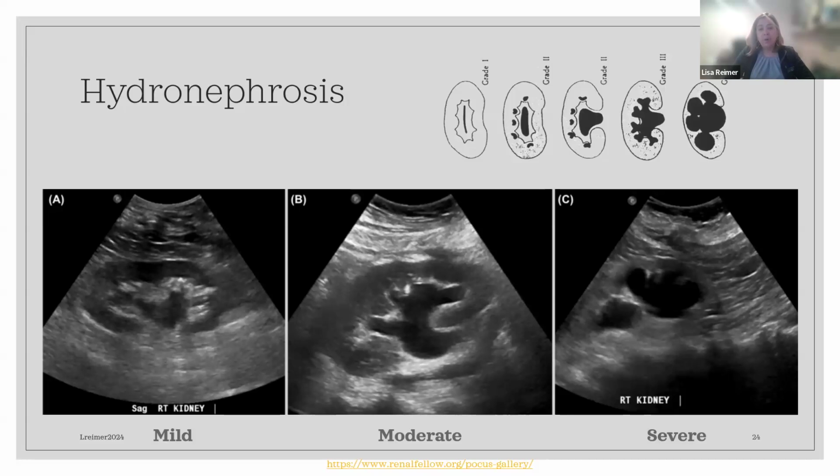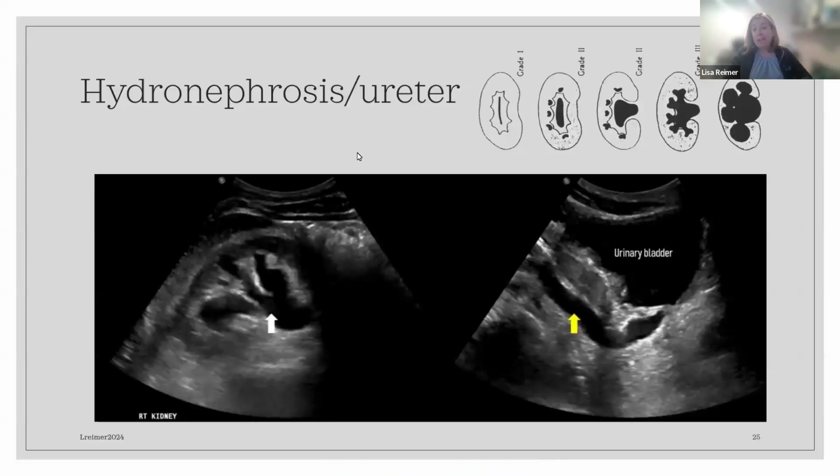How we manage and what we do next is based on how significant the obstructive process is that's backing the system up. If it's really severe, you might also see hydroureter or sometimes called megaureter. Again, follow these obstructions. The end of the dilation will lead you to whatever is obstructing the system.